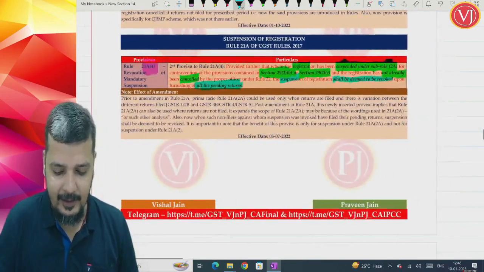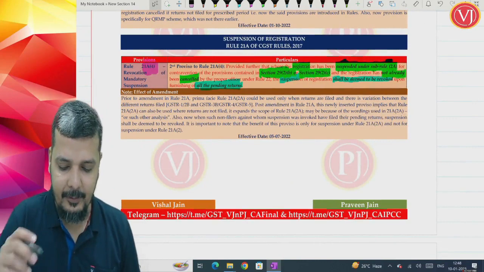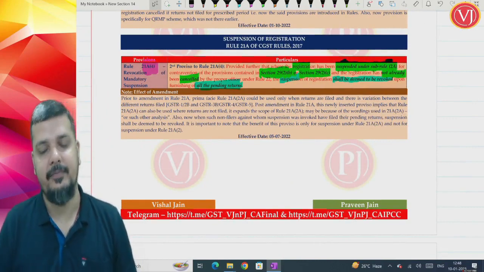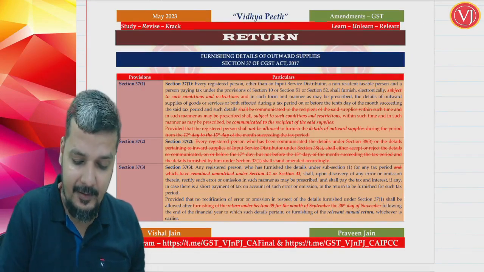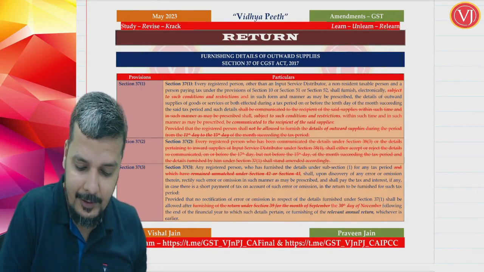So that is this entire understanding. So that has been explained here. Now let us discuss the amendments which are there in your written filing chapter.